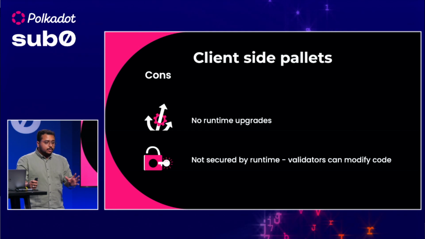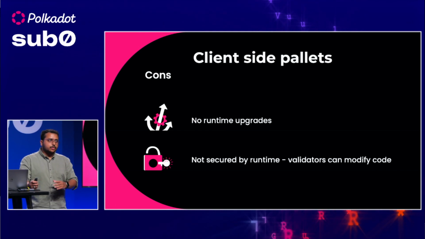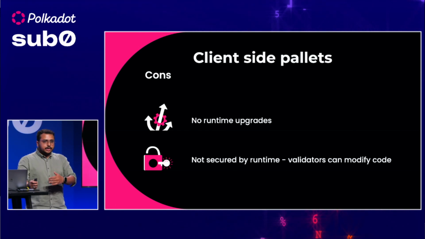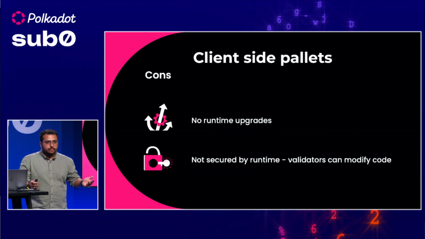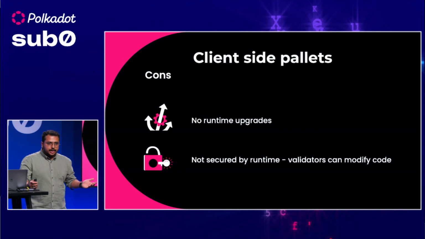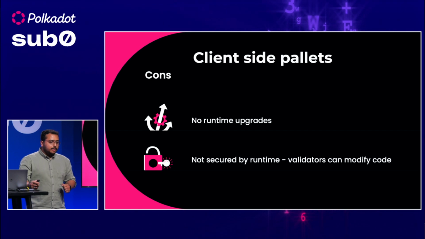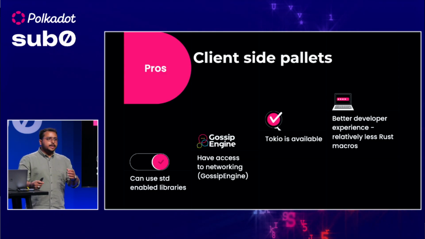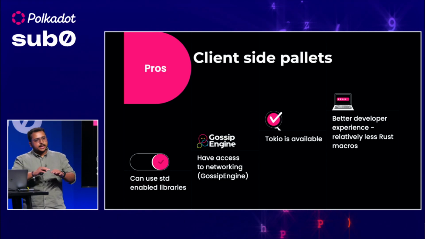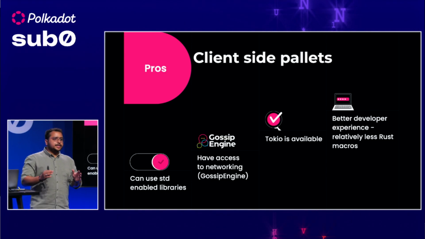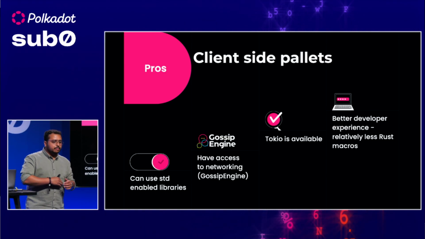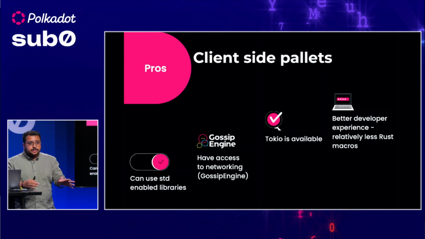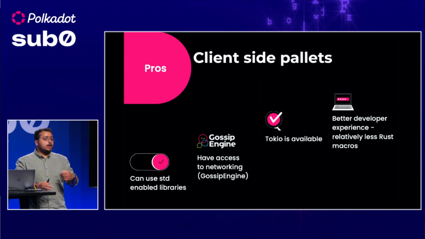And again, this code is not secured by the runtime. So the validators, in theory, can modify the logic and run their own variants of the logic, potentially attacking the system also. But as I mentioned earlier, you have all this access. So your business logic can build certain protection and safeguards against all the disadvantages of client side. For example, on-chain voting.